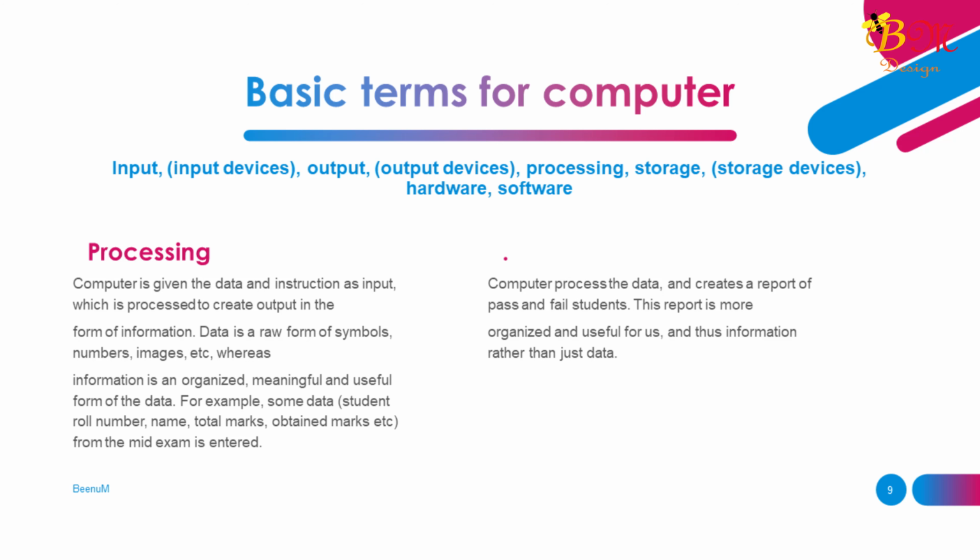Processing. Computer is given the data and instruction as input, which is processed to create output in the form of information. Data is a raw form of symbols, numbers, images, etc., whereas information is an organized, meaningful and useful form of the data. For example, some data, student roll number, name, total marks, obtained marks, etc., from the mid-exam is entered. Computer processes the data, and creates a report of pass and fail students. This report is more organized and useful for us, and thus information rather than just data.